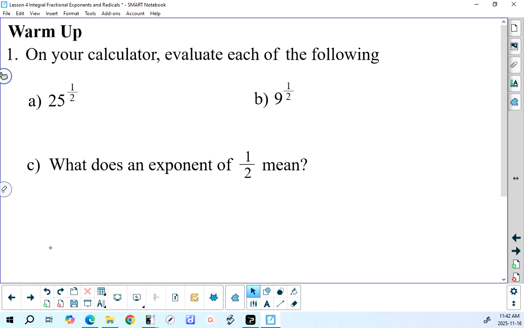Now that we have the terminology out of the way and a basic understanding of what roots mean, we're going to learn about the connection between exponents that are fractional and roots or radicals.